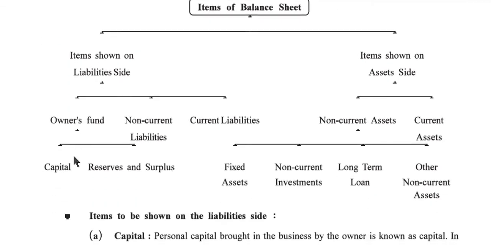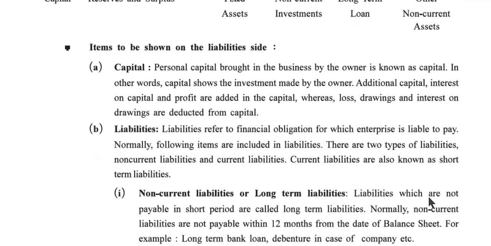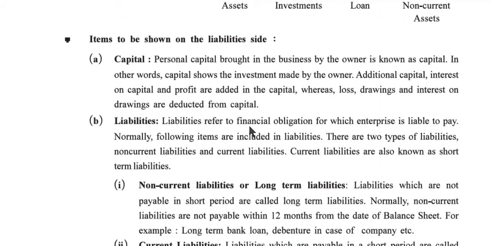Here, owner's fund: capital, reserves, and surplus. And here, non-current asset: fixed asset, non-current investment, long-term loan, and other non-current asset. Items to be shown on the liability side. It is a capital. Personal capital brought into the business by the owner is known as capital. We know that when businessmen invest their money in a business, it is called the capital. When the owner invests some money in his own business, it is called the capital. In other words, capital shows the investment made by the owner.